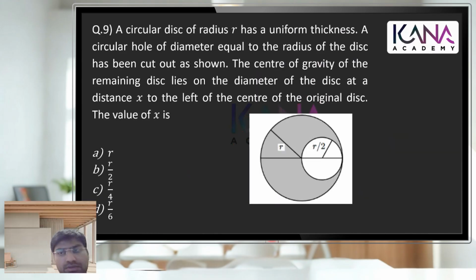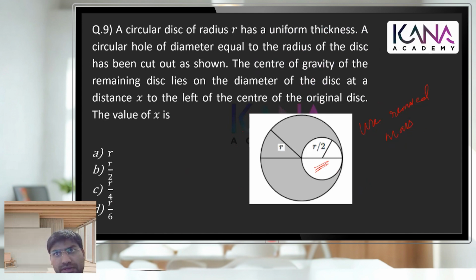Next one. There is a circular disc of radius r with a circular hole of diameter r. The hole's diameter is r, so the radius of this hole is r by 2, and we need to find the shift x of the center of mass left of the original center. So we need to use the concept here, use removed mass.